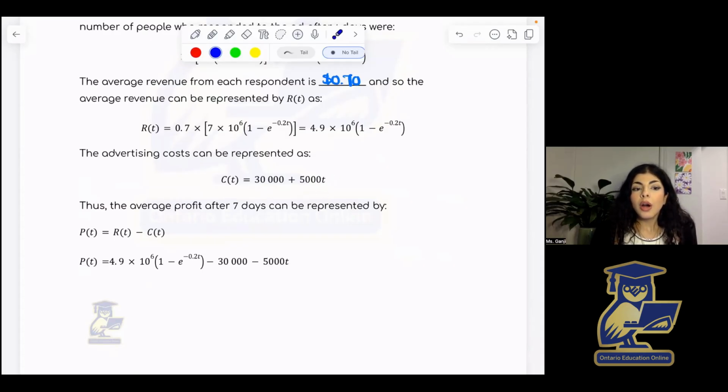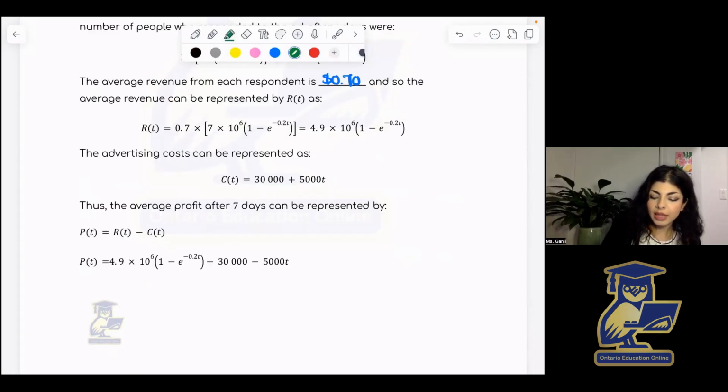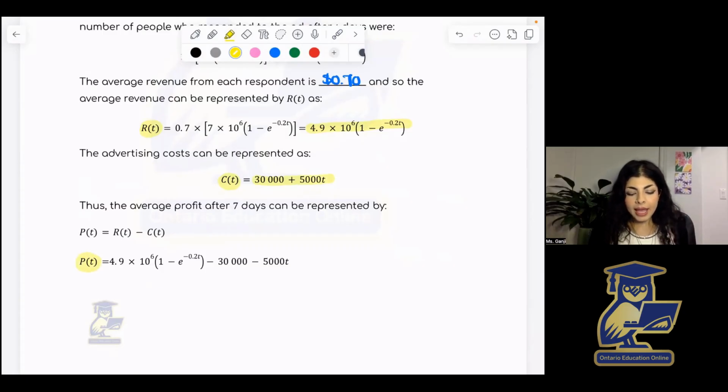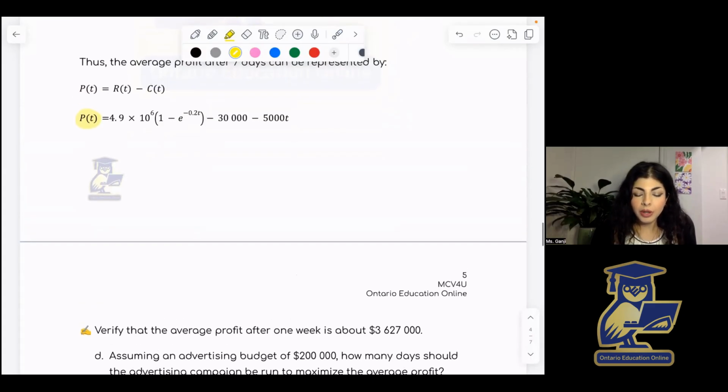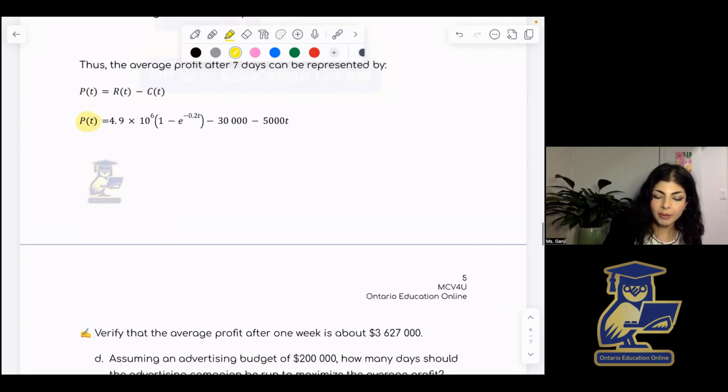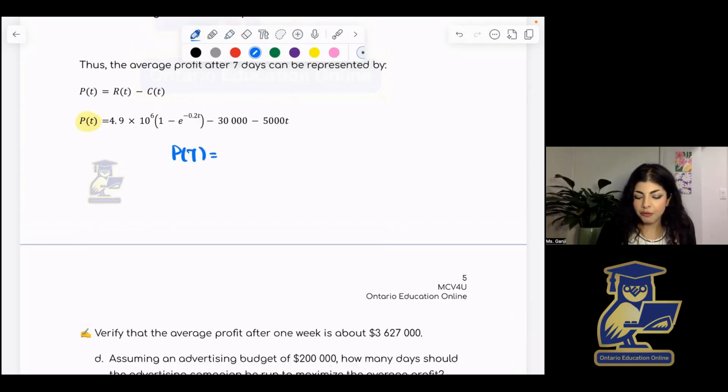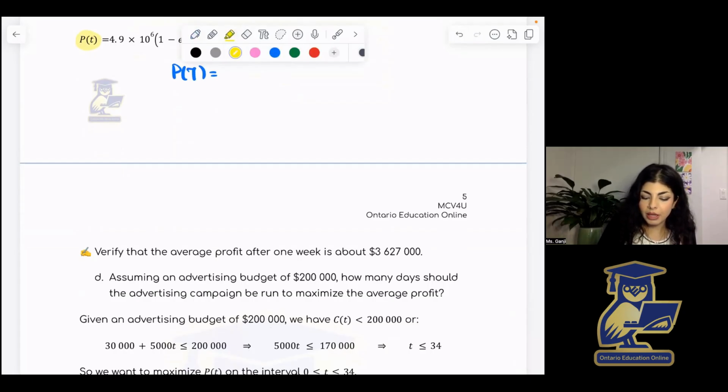Now, our profit as a function is R of T take away the cost, which is C of T. All I'm doing now is substituting these two functions, R of T and C of T, to get P of T. And we were asked to find the average profit after 7 days. So we are just substituting to find P of 7 here, and you can confirm that this would be $3,627,000.